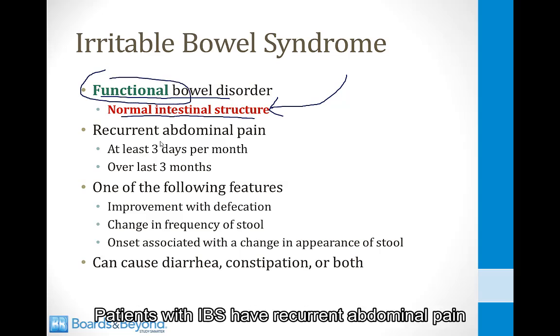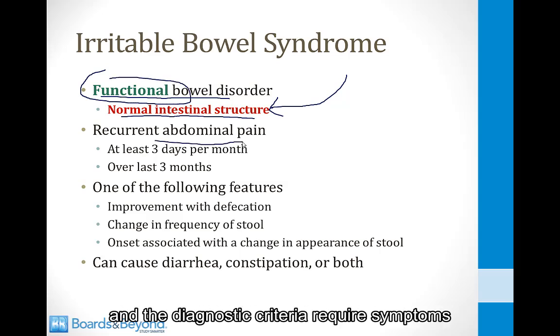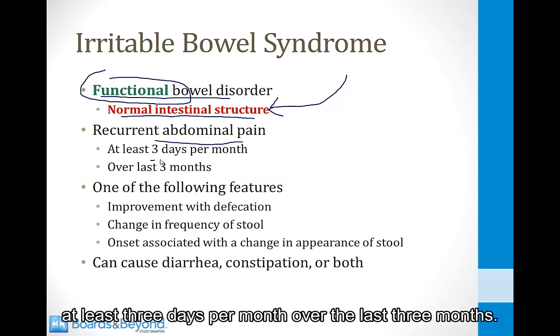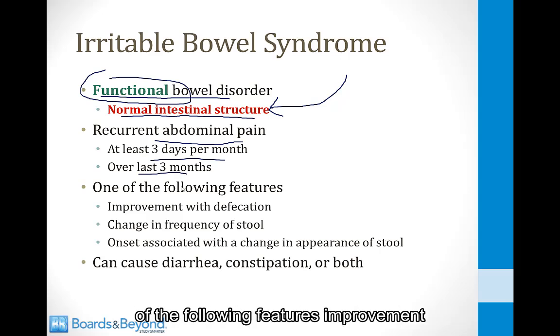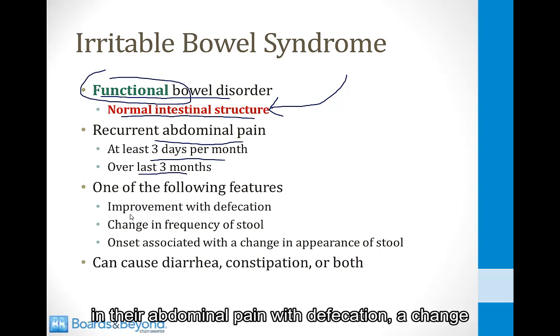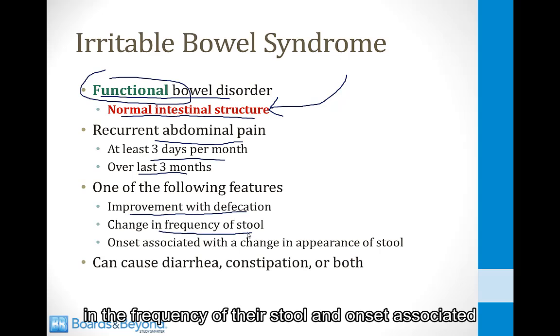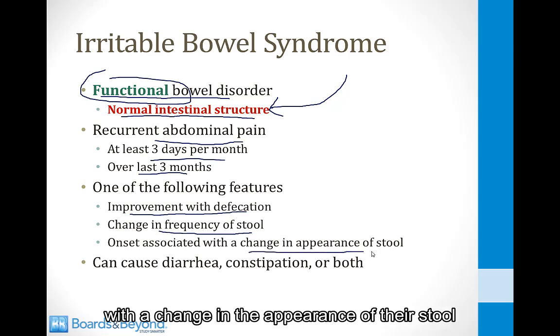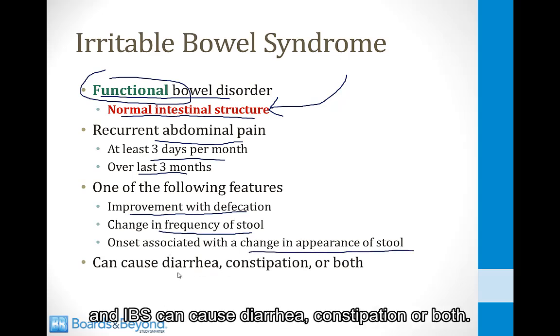Patients with IBS have recurrent abdominal pain, and the diagnostic criteria require symptoms at least 3 days per month over the last 3 months. Patients also have to have at least one of the following features: improvement in their abdominal pain with defecation, a change in the frequency of their stool, and onset associated with a change in the appearance of their stool. And IBS can cause diarrhea, constipation, or both.